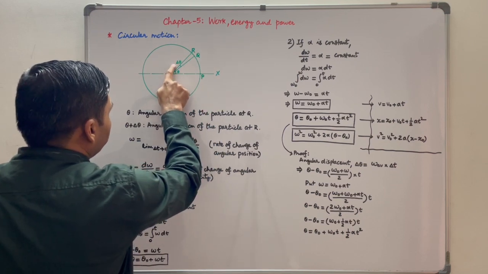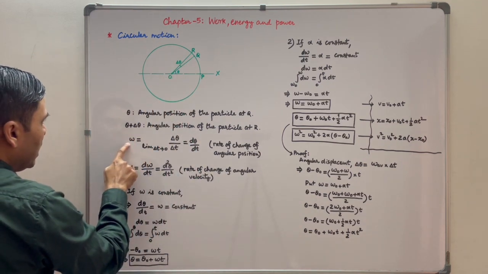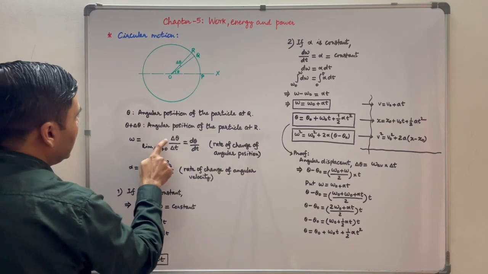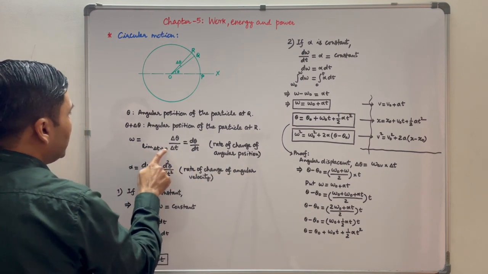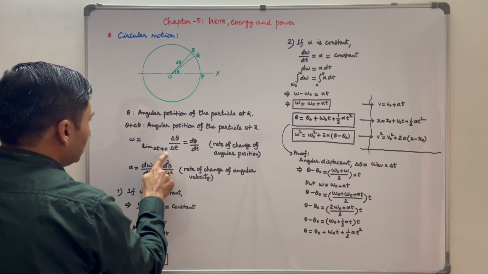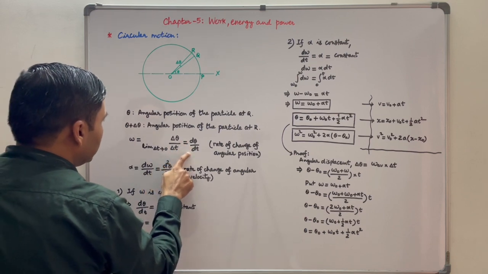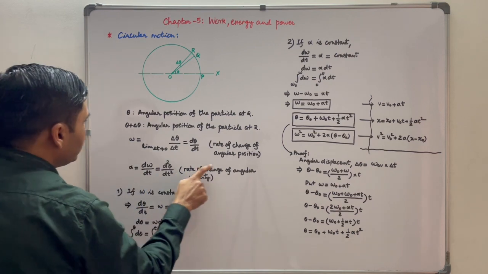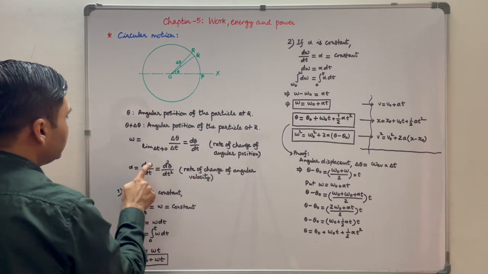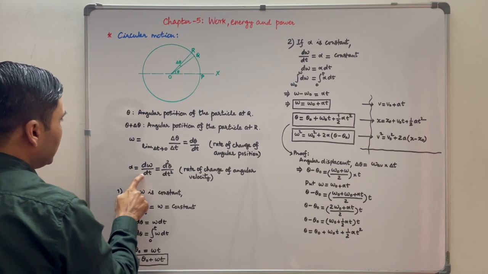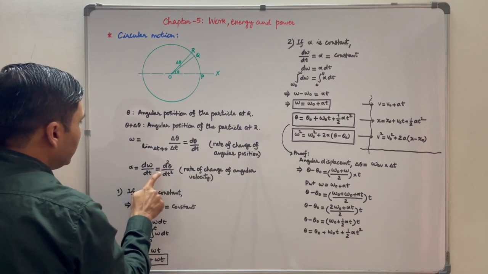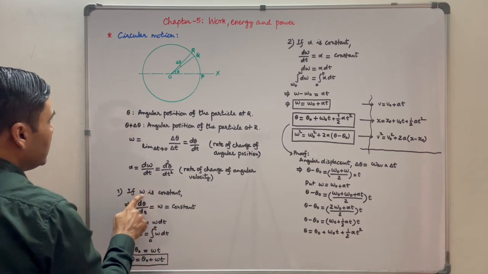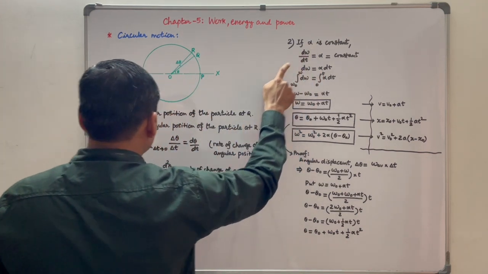the particle. Its angular velocity omega is rate of change of angular position, which is given by delta theta upon delta t, where limit delta t tends to 0, and that is d theta upon dt. Similarly, angular acceleration is rate of change of angular velocity, and that is d omega by dt, and that is equal to d square theta upon dt square. Let us see what happens when omega is constant and when alpha is constant.